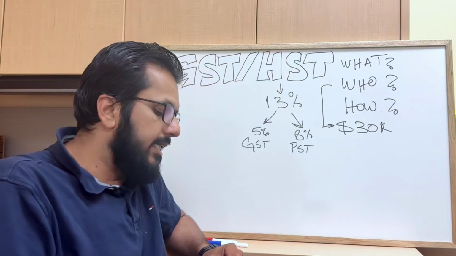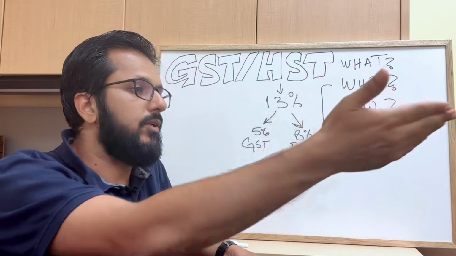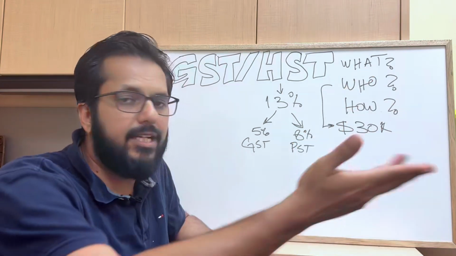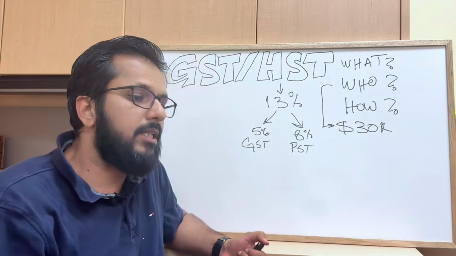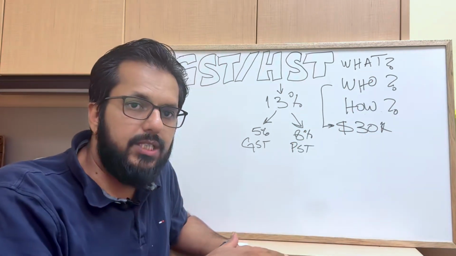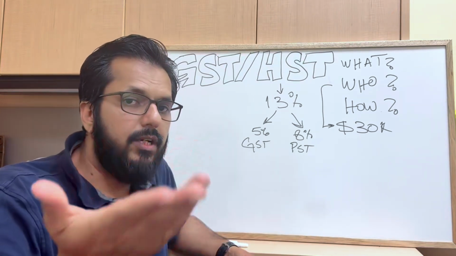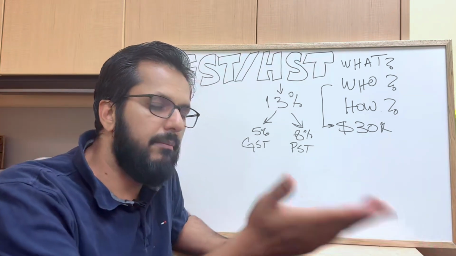So what that means is that if you foresee that your revenue is going to be more than 30,000 in the next month or within the next 90 days or 3 months, then you have to register for HST and start charging HST on your services or your products.